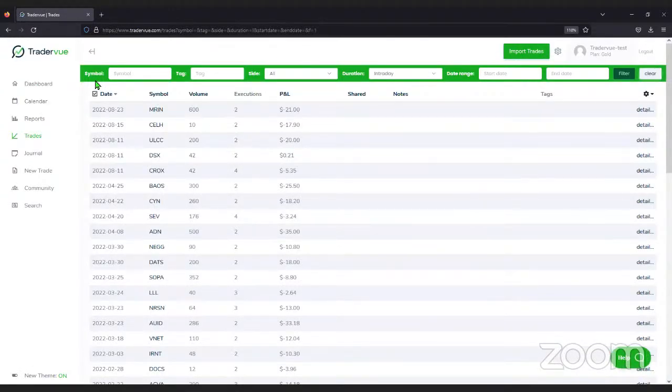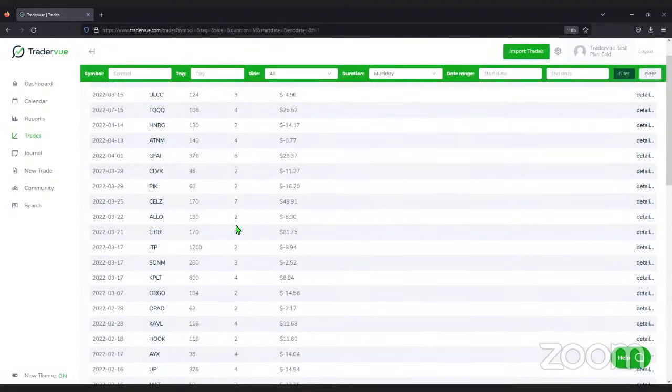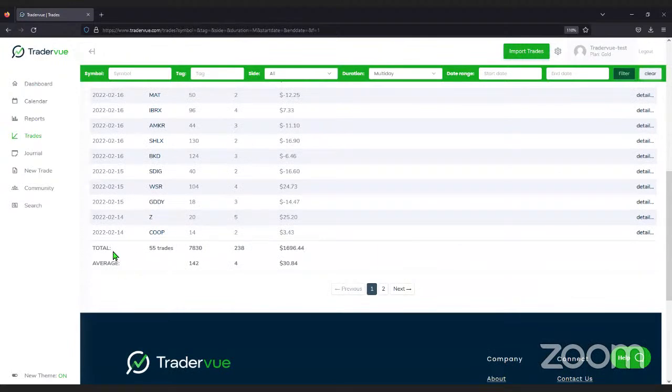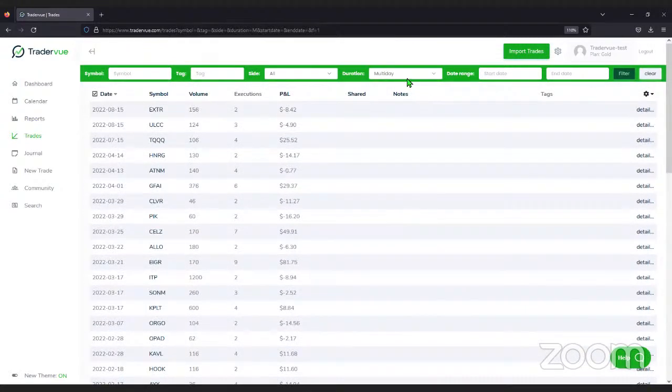If I do that, you can see that the filter is now turned green. That's because it's telling us that the filter is on and that we're getting all of the trades that are intraday. The same I could do for multi-day. I can change to multi-day trades, and it will only get us multi-day. If we scroll to the bottom, we can also see that it gives you a total amount of trades. Also, I believe, the total amount of executions, the total volume, or shares traded, and then the total amount of P&L. If we want to remove the filter, we can just click clear.